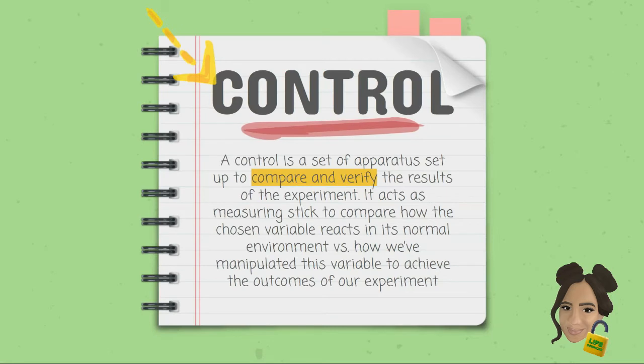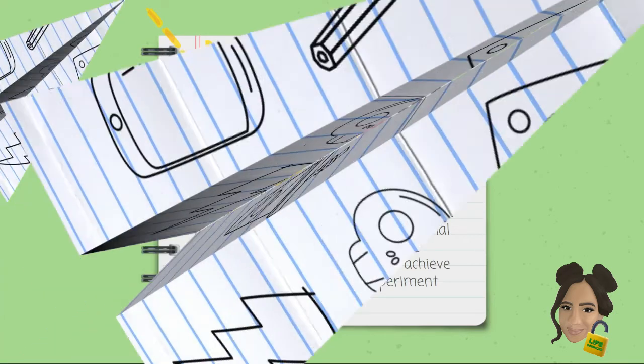A great experiment always includes a control. Why, you may ask? Because it helps us to compare and verify our results. It acts as a measuring stick to compare how the chosen variable reacts in its normal environment versus how we've manipulated a single property to achieve certain results.